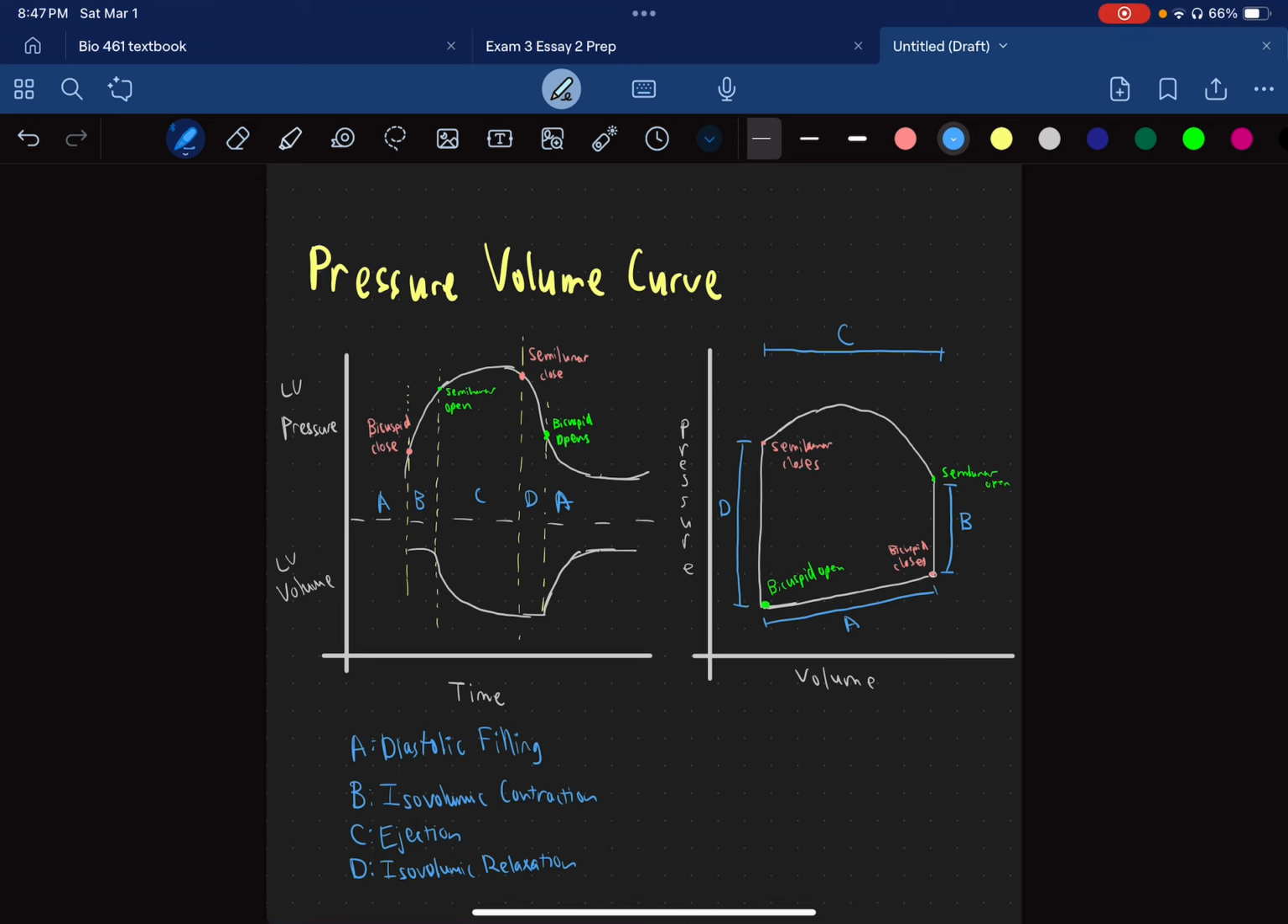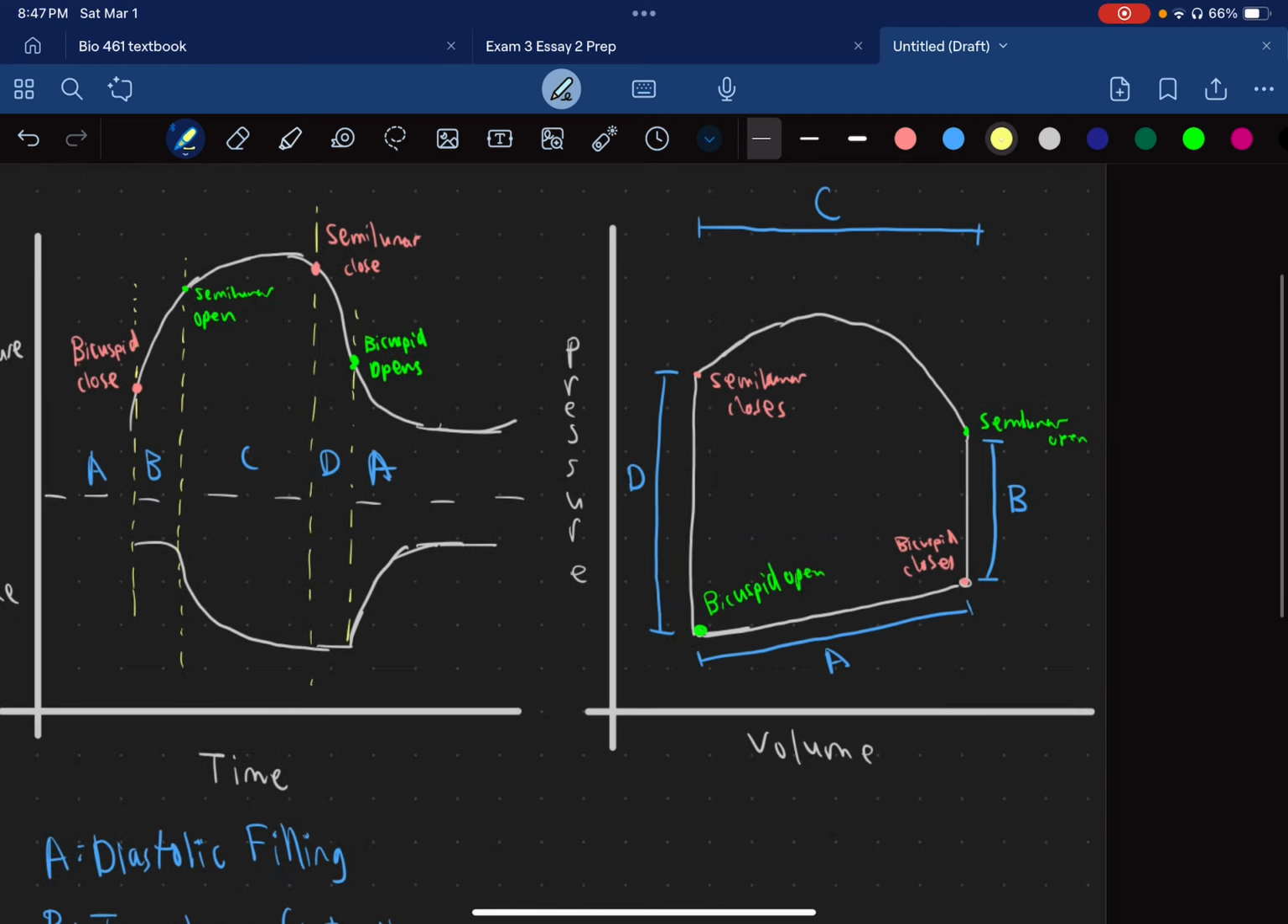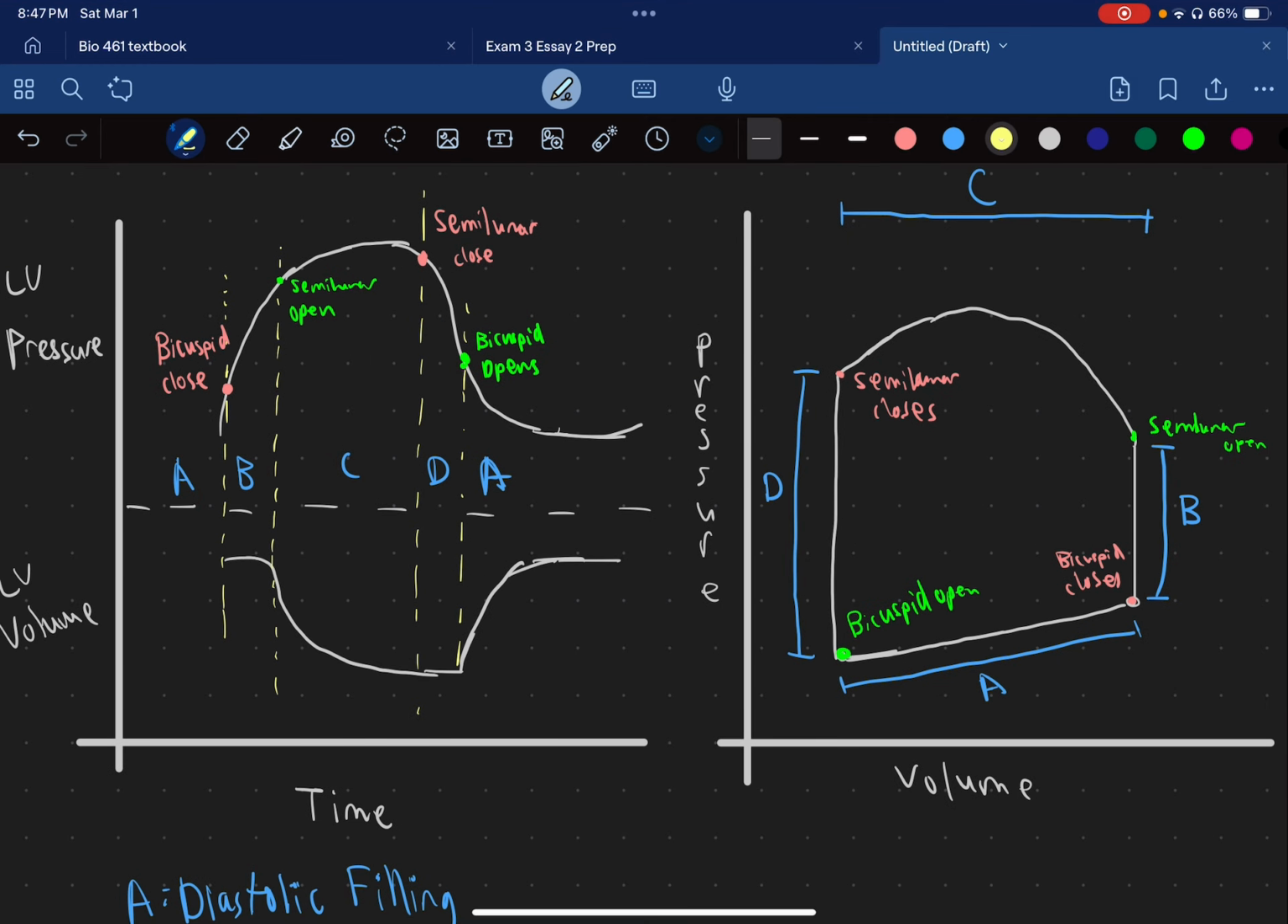So it's just a different way to show how pressure and volume are changing. And the reason we like it is because there's a couple other things we can measure when we do the graph in this way in the pressure volume curve. One thing that we can measure is something called stroke volume.